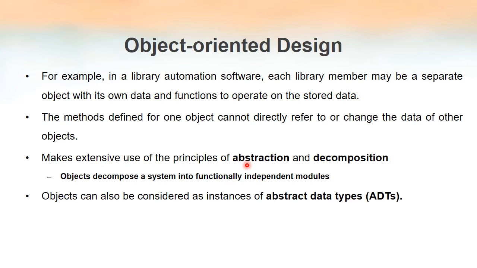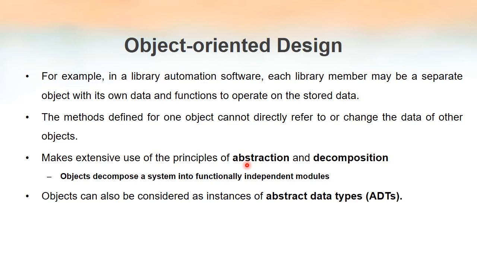And decomposition means we are dividing the entire software into smaller objects, and the objects will be having their own data and functions, so the dependency between the objects will be very less, so we will be able to manage the software very easily. So these are the descriptions of the terms abstraction and decomposition.